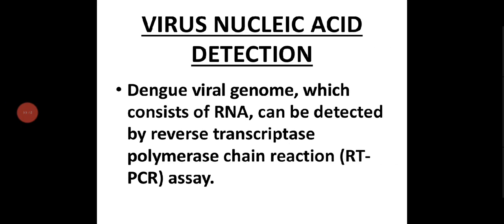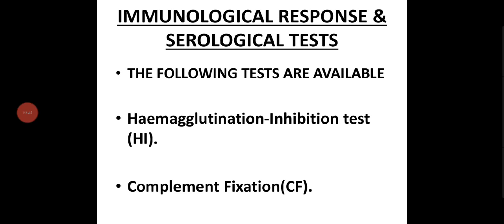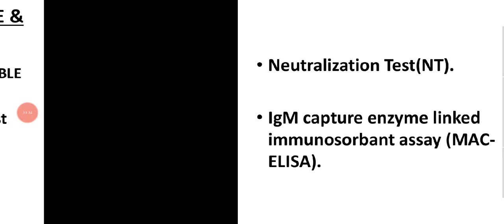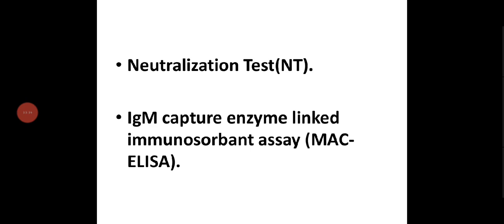Virus nucleic acid detection: the dengue virus genome, which consists of RNA, can be detected by reverse transcriptase polymerase chain reaction, that is, RT-PCR assay. Immunological response and serological tests: hemagglutination inhibition test, complement fixation, neutralization test, IgM capture enzyme linked immunosorbent assay, indirect IgG ELISA, IgM/IgG ratio. These are the tests we can conduct to confirm the DSS.